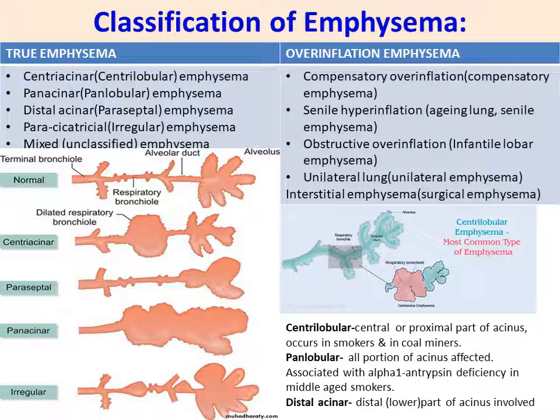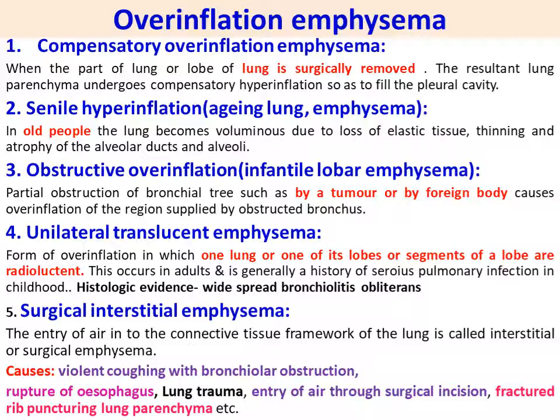Here you can see in the diagram, the most common type of emphysema is centrilobular emphysema, where the central part of the acinus is affected. Overinflation emphysema, you can see 5 types.